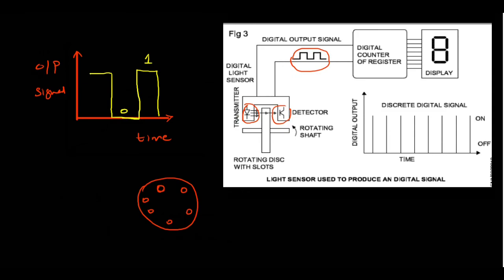So now I hope you got the basic idea about analog and digital sensors. Nothing much. If the sensor is giving output signal as analog, then it's an analog sensor. If it is giving as digital, then it's a digital sensor. Now we'll start learning about the different sensors. There are many sensors. You'll be learning one by one.